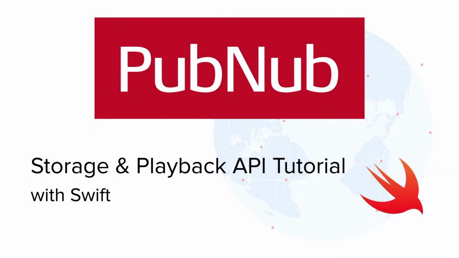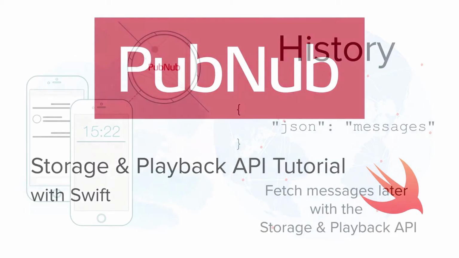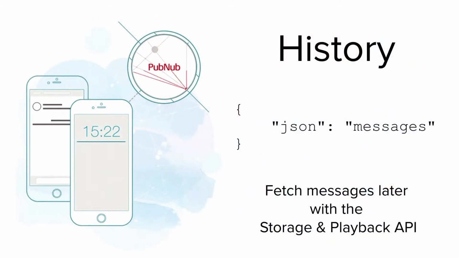Hello everyone. Today I'll show you how to use the PubNub Storage and Playback API with Swift. PubNub's core functionality is pub/sub messaging, which was covered in the previous video. Once messages have been sent with the PubNub data stream network, you can retrieve them later with the History API.